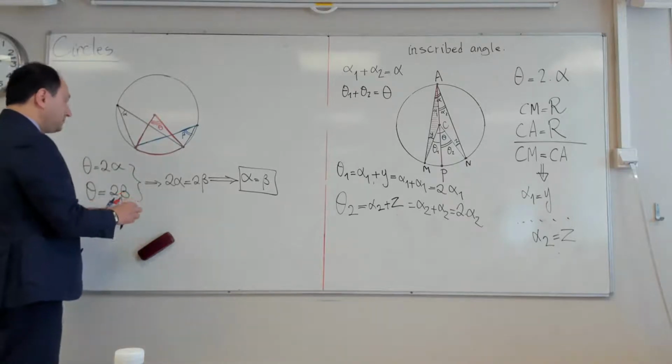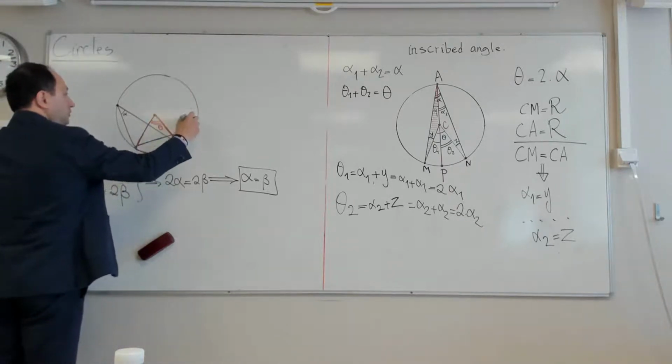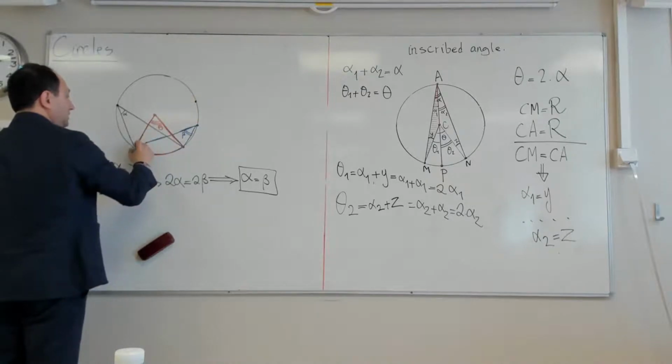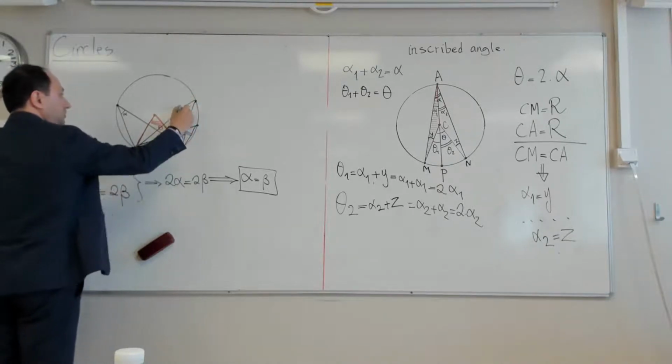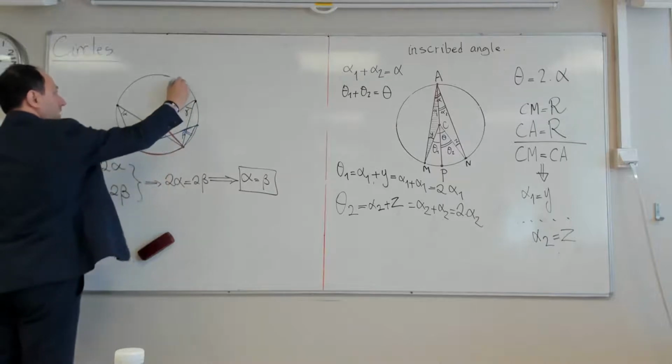Okay, so now let me, for example, draw another one for you. If I just do it from here to here, I don't know, this angle gamma, I take this point.